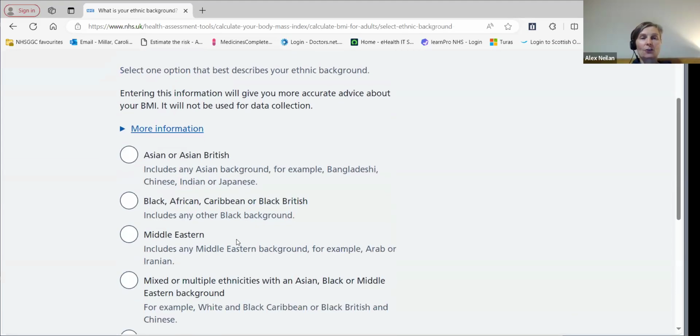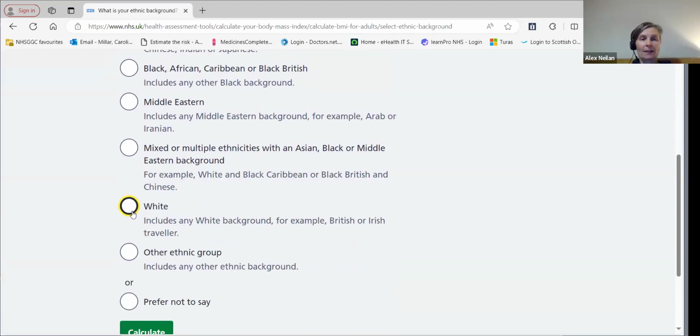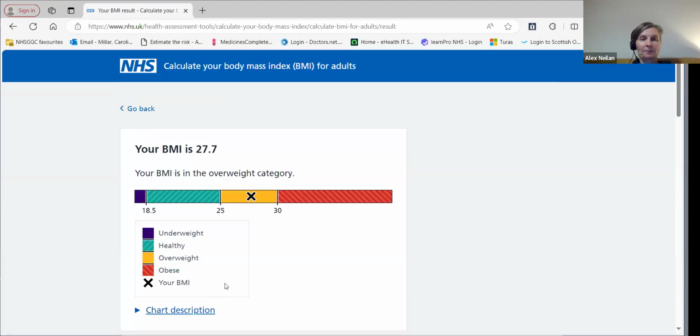All right. Now, this is good. It takes ethnicity into consideration, and this is really important because we now know that people have metabolic issues at different weights or different BMIs depending on their ethnicity. Okay, I'm going to put white in here for Asian, and I'll come back to this.